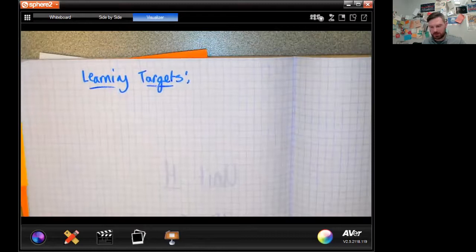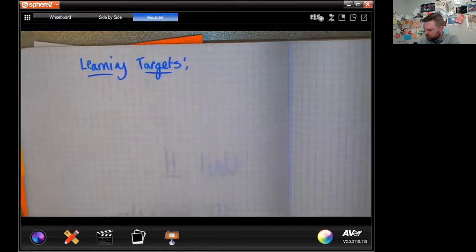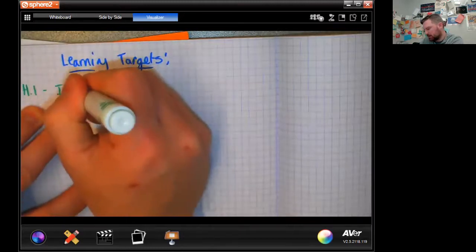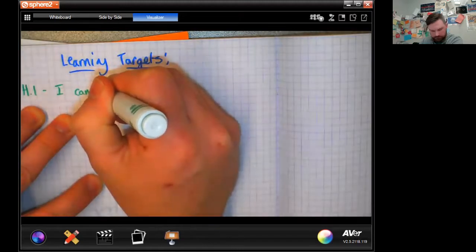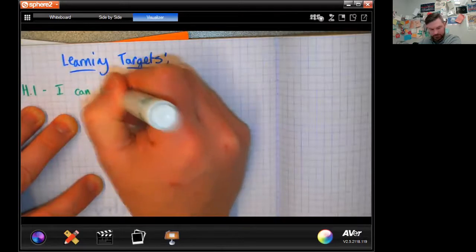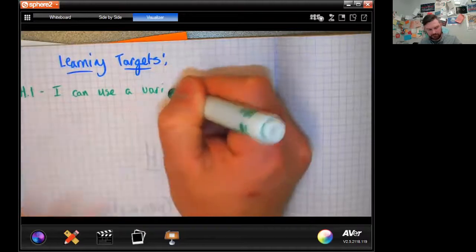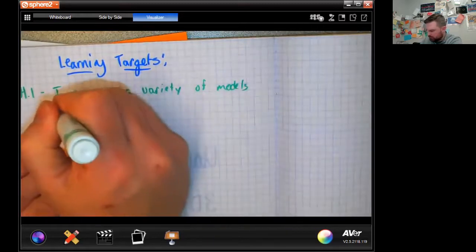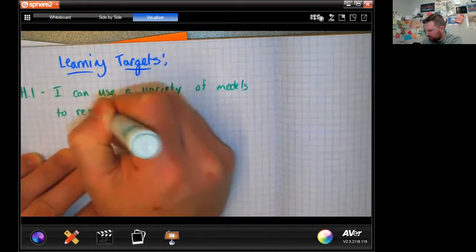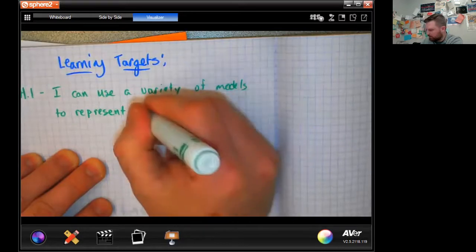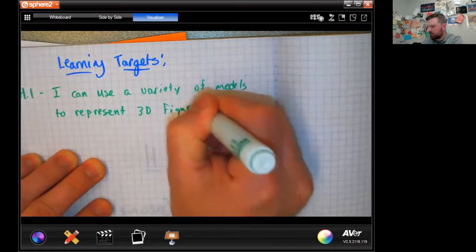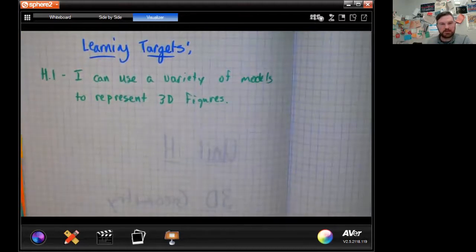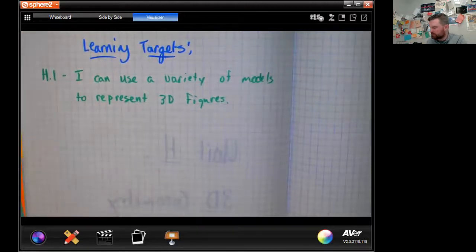Okay, and there are 3 learning targets for Unit H. The first one is H.1. And this says I can use a variety of models to represent 3D figures. Okay, and there are about 3 or 4 different models that we're going to look at to represent some 3D figures.